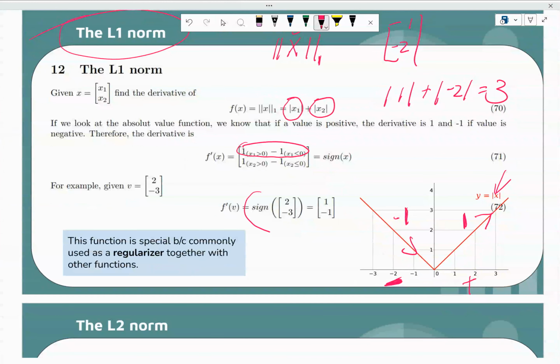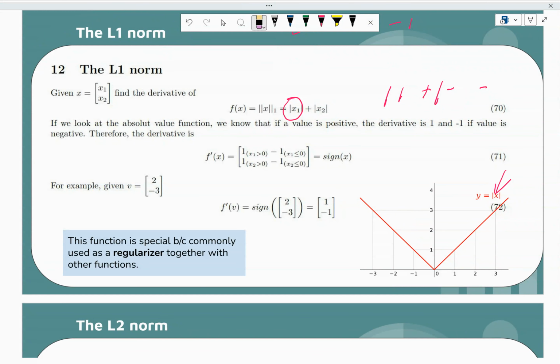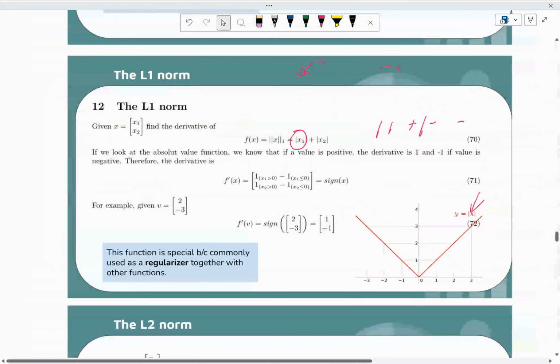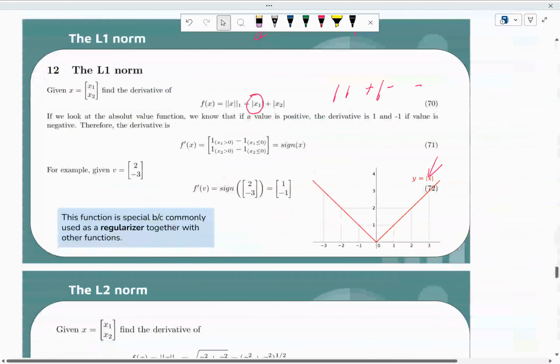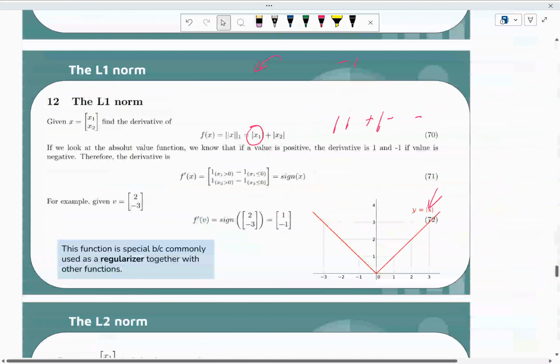So when you put the vector in here, you simply ask, what is the sign of the first one? Well, it's positive, therefore it's 1. Negative, therefore it's -1. Okay? So that right there is the L1 norm derivative. We're going to pause again and we'll start with the next video later.